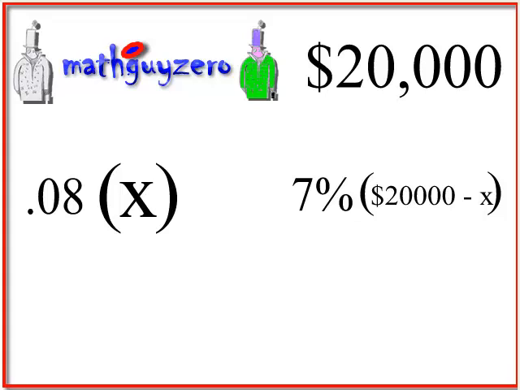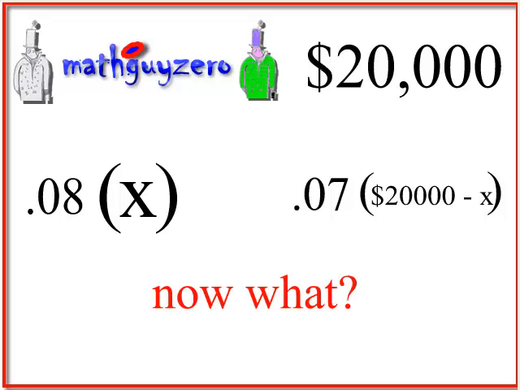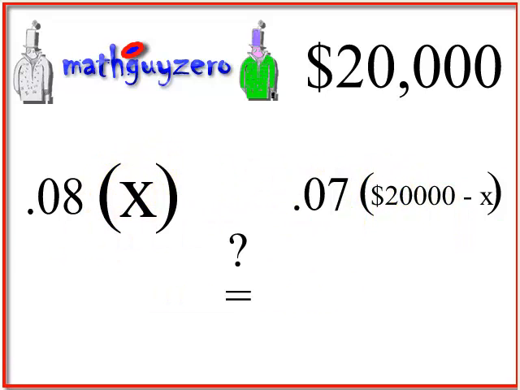First thing we need to do is change those percentages into decimals. Never, ever, ever multiply percents. Change them back into decimal forms. So that becomes 0.08x, and the other one's going to be 0.07 times the rest of that stuff. So now what? We know how much interest is being paid, right? We don't know the real amounts. So what would we do next? That is a good question.